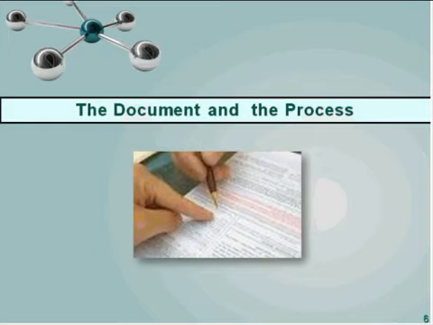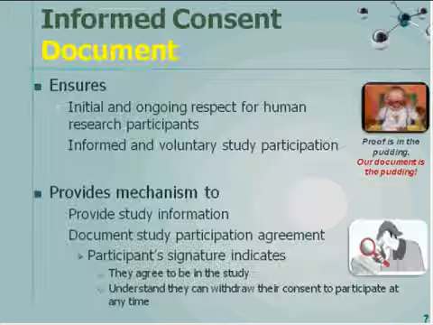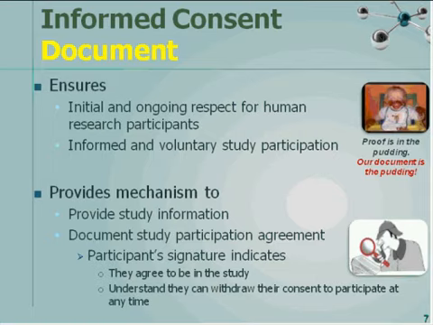We're going to look at slide 7, which is the informed consent document. Informed consent really has 2 essential parts: the document, which we're going to discuss now, and the process. The document itself is the stepping stone for the process. It will ensure and provide a mechanism for a number of things. What it ensures is that you're providing initial and ongoing respect for human research participants, and it provides informed and voluntary study participation. The document itself is, like it says in that little cartoon, proof is in the pudding, but our document is the pudding. It's the essential meat of what we're doing.